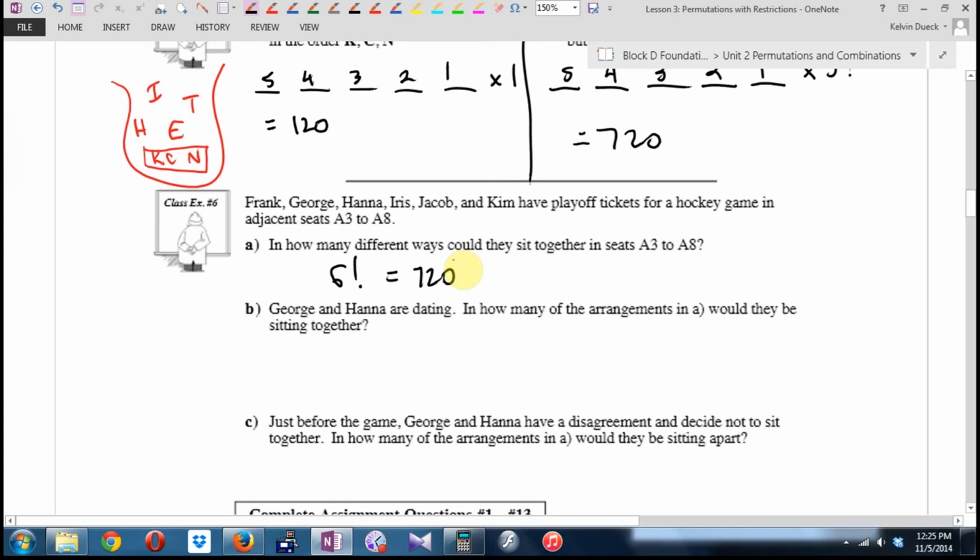Let's bring some romance. You may have dealt with this. You're going to a hockey game, and in your group of friends, there's a couple, and they have to sit next to each other. So how many arrangements? Okay, you know what? I'll treat them as one funky Scrabble tile. I'm going to go to my grab bag. And I have one Scrabble tile, what else do I have in the Scrabble bag? Frank, Iris, Jacob, and Kim.